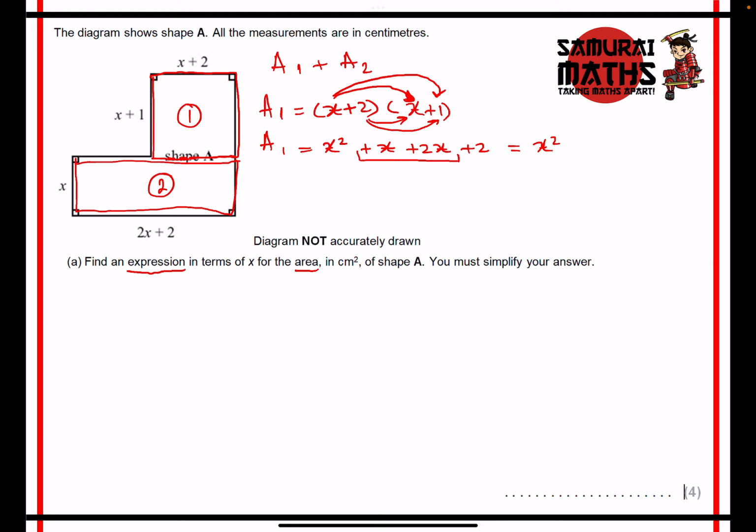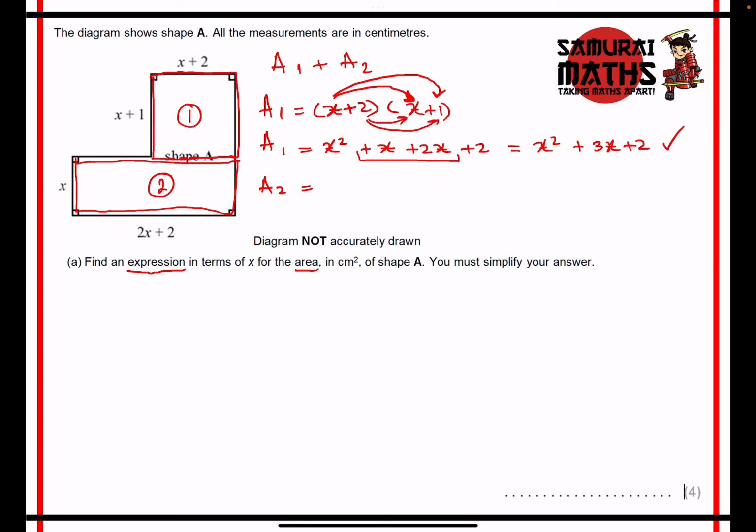So I'm keeping my x squared. x plus 2x is 3x. And then let's add the 2. So the final expression for my first shape is x squared plus 3x plus 2. Nice. Let's have a look at shape 2, so at rectangle 2.